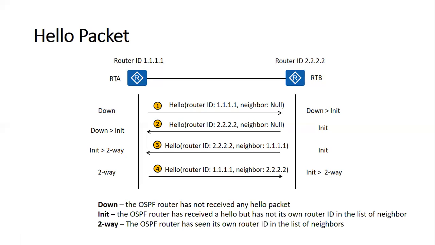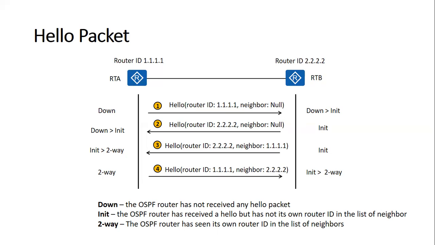Okay, so this is a brief description. When it's at down state, the OSPF router has not received any hello packet. In the init state, the OSPF router has received a hello packet, but has not seen its own router ID in the neighbor list. And in two-way, the OSPF router has seen its own router ID in the list of neighbors. And two-way is a stable state.